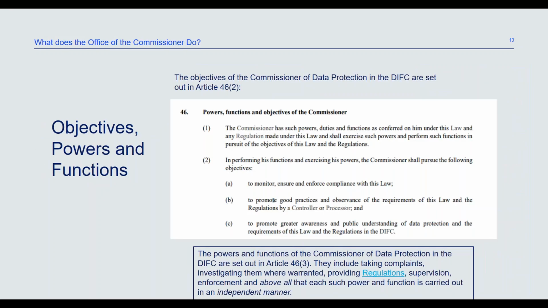Okay, and then just a bit of information about the objectives, powers, and functions of the commissioner. The commissioner is there to monitor, ensure, and enforce compliance with the law, but also to promote good practices and observance of the requirements of the law and promote greater awareness and public understanding. And that's what we're doing here. That's why we reach out so often to provide information. Because it's really important that we build that culture of compliance. And we can only do it by talking about these things and helping to understand where they come from.